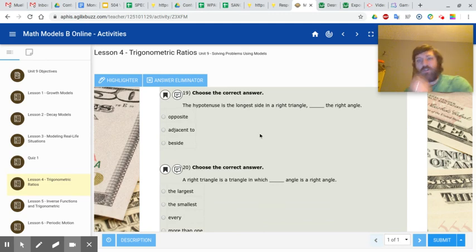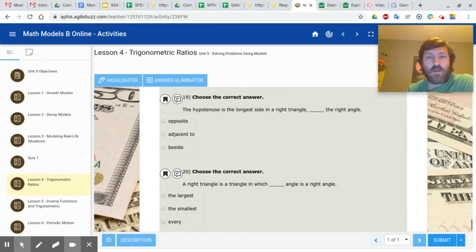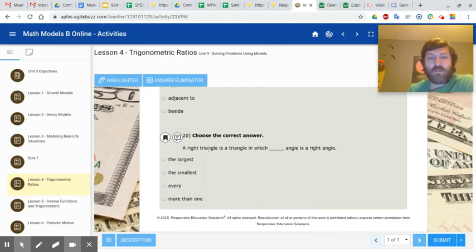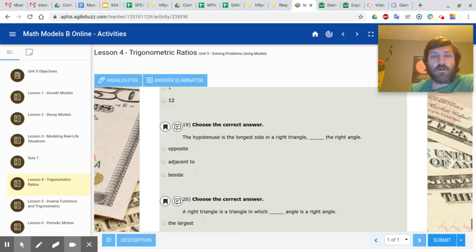And yeah, these are going to be more or less vocab, so just look through the section for those. But you knew this. The hypotenuse is the longest side. It's across or opposite the right angle. And the right triangle is a triangle in which the largest angle is a right angle. So it has to be the largest. You can't have a right angle and another angle that is larger. So it has to be the largest angle.